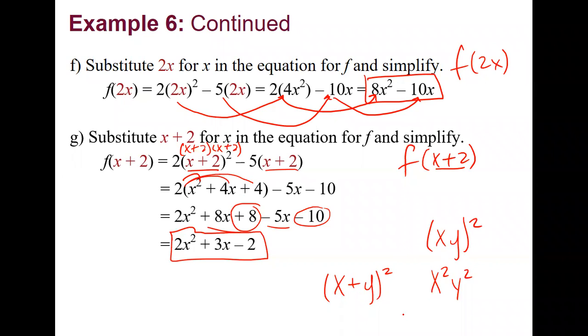So that's why you didn't distribute the 2 first? You couldn't distribute the 2 because you had to handle the parentheses first. Yep. And then you distribute.